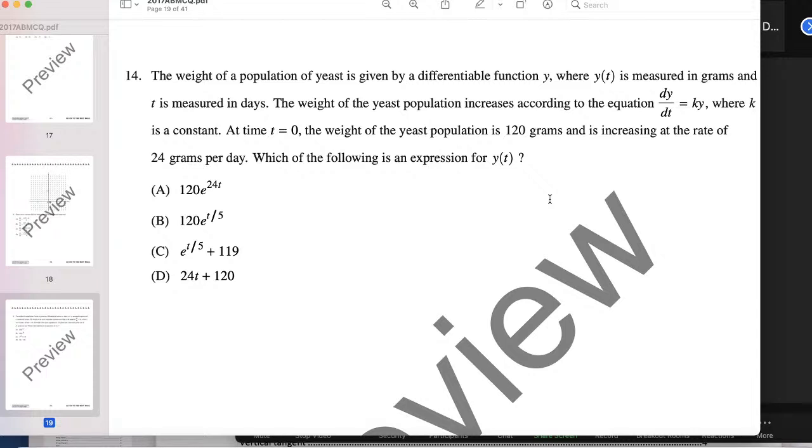87 is... So wait, which other answer did we get? I think it's B. Is it because K is 24 over 120, which is 1 over 5? K is the natural log of 6 over 5, because I said 144 is y and 120 is the initial value, and when you solve it, it's going to be 6 over 5 equals e to the k. So k is the natural log of 6 over 5.